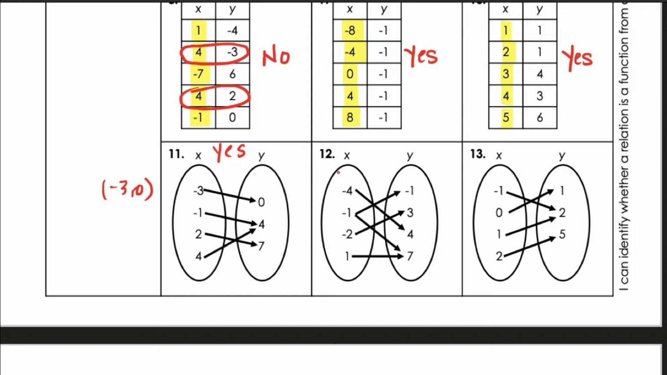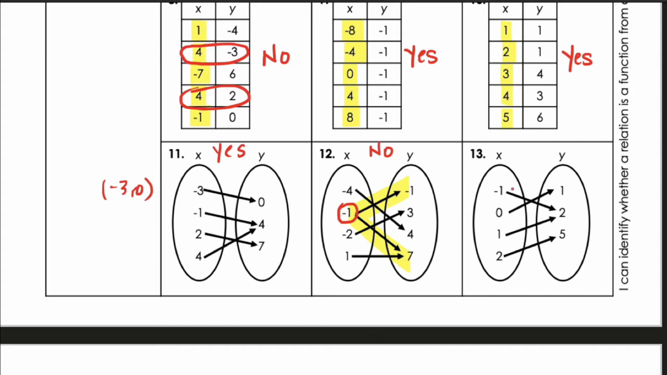Right, looking at number 12, again, -4 only has one arrow coming off of it, going to +4. Now, we do have a problem with this next x value of -1. If you notice, it has two arrows. So -1 is being assigned to -1, but -1 is also being assigned to +7. So right away I know that this cannot be a function.